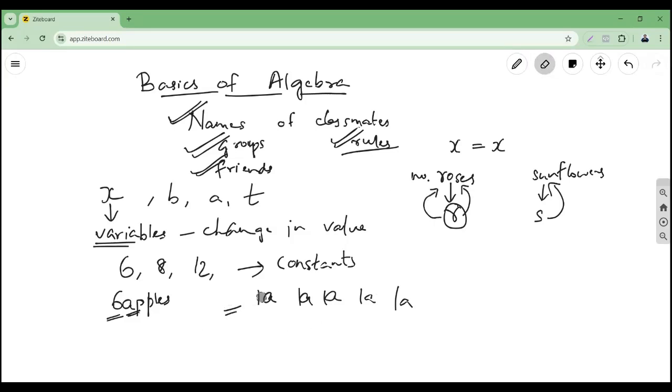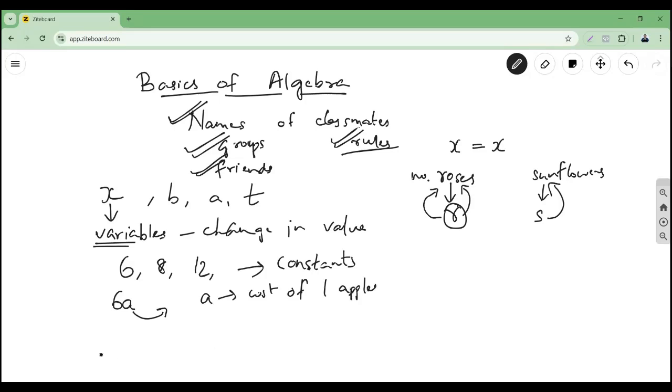Let's say a is the variable for the cost of one apple. I'm going to define this: a is the cost of one apple. Now, what happens to the 6a? Is it a variable or not? The cost of one apple is a variable surely, because in one shop you will get an apple at 50 rupees. In another shop, you might get it at 25 rupees. The same one apple you can get.